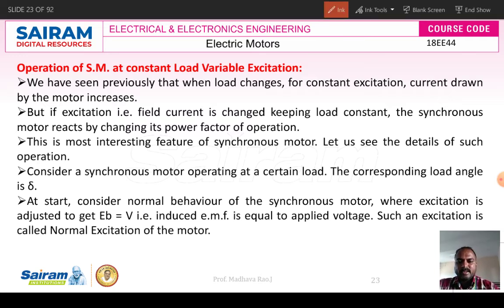The most interesting part of the synchronous motor is that we are changing the load and keeping the speed constant. In other types of motors like DC shunt motors, DC compound motors and even induction motors, when the load is increased, the speed will decrease. But here the speed stays constant. Consider this motor operating at constant load, with corresponding load angle delta. At the start, consider the normal behavior of the synchronous motor, where the excitation is adjustable and the back EMF Eb is equal to V, the supply voltage. When the induced EMF is equal to the applied voltage, such an excitation is called normal excitation of the motor.